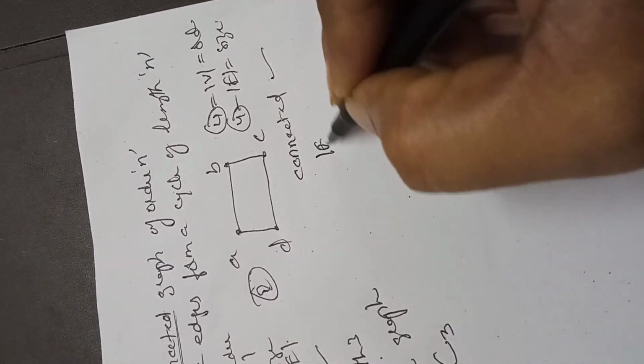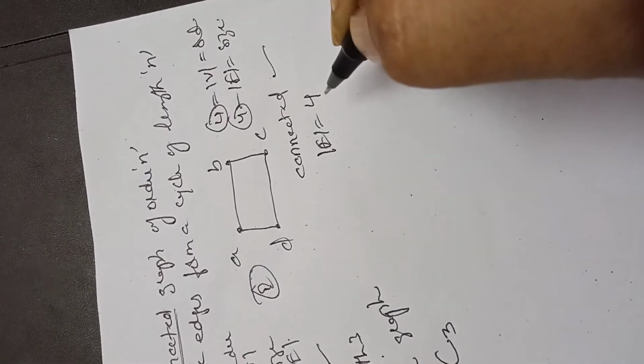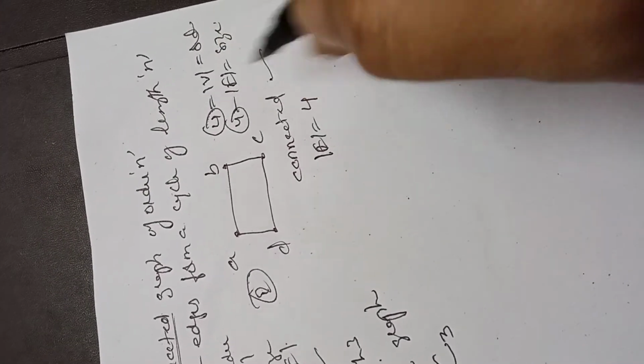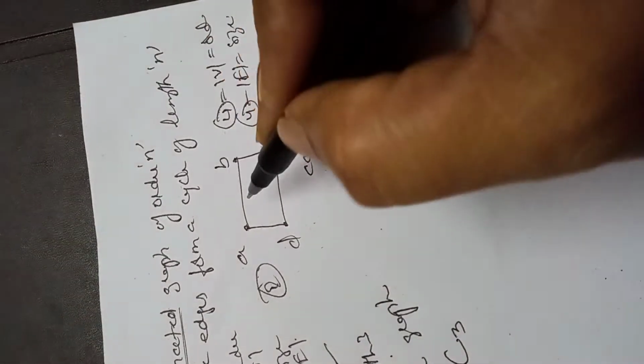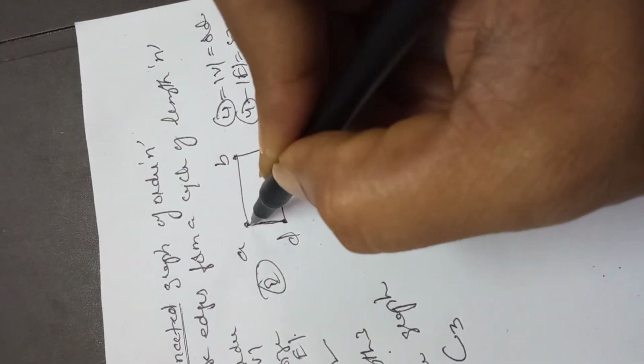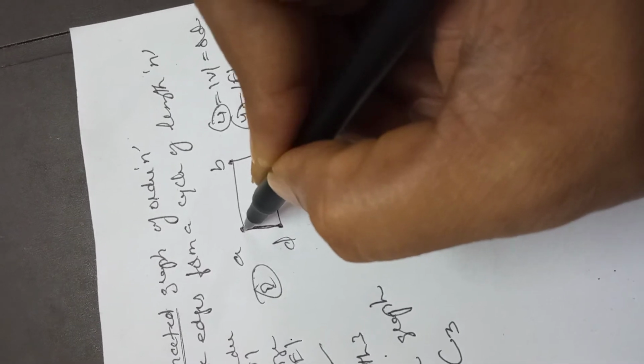Now the size of the graph is equal to what? 4. Right? The order of the graph is equal to what? 4. Order is equal to 4. Size is equal to 4. Now whether these edges, the number of edges, now we are starting from here.